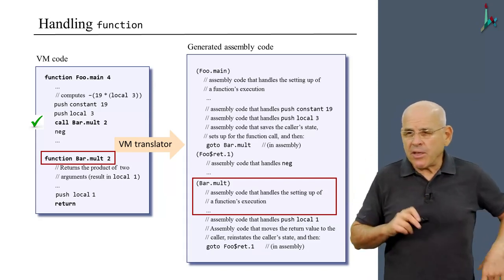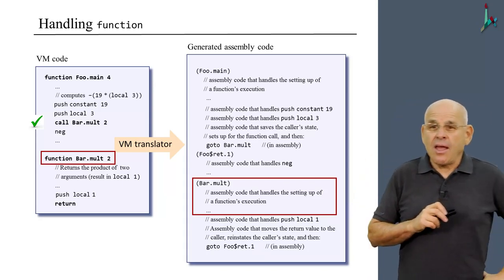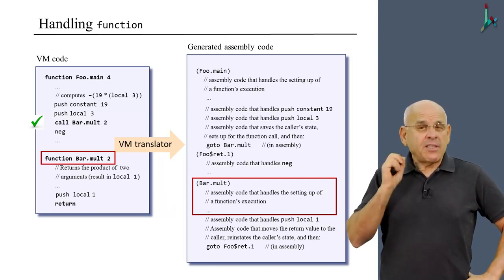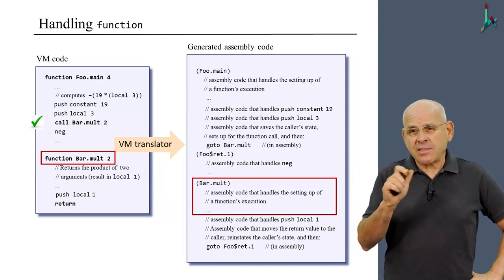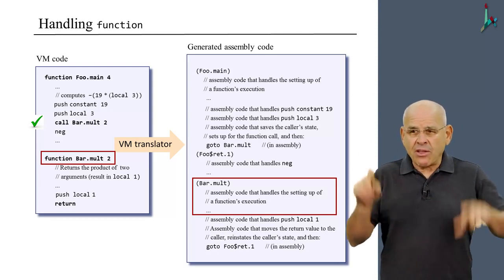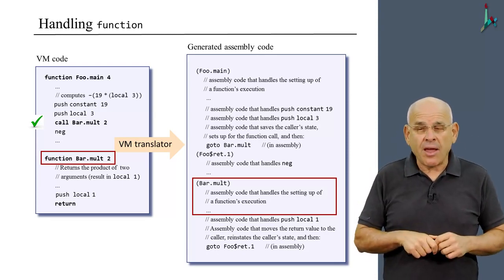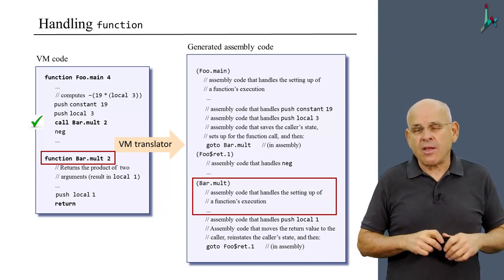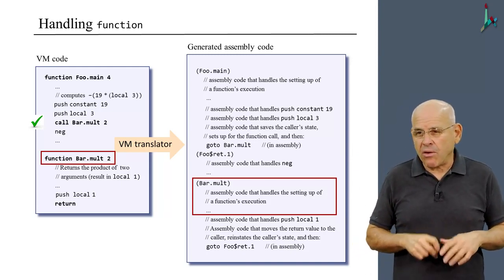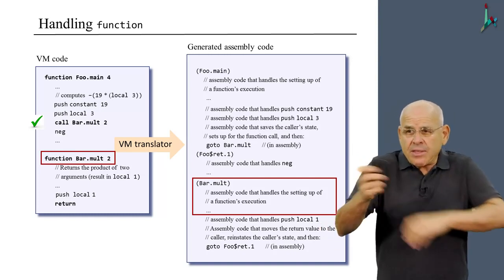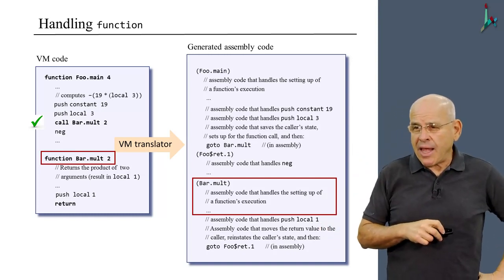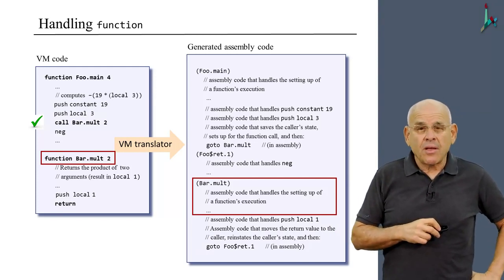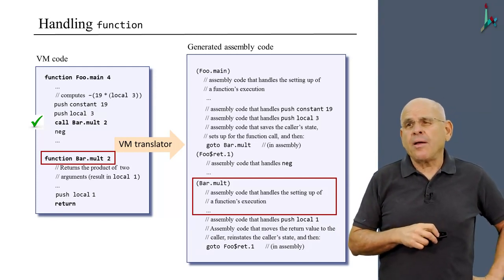So let's read the big picture. Whenever we hit a function command, the first thing that the translator does is take the function name and generate a label. This label will serve as the entry point to the translated assembly code of this function. And then we simply have to write some assembly code that handles the setting up of the function's execution. So let's see how we do that.